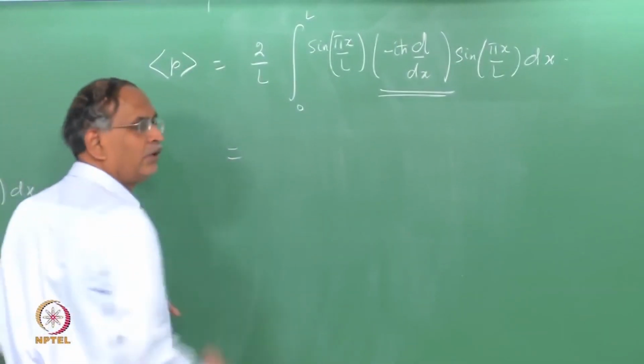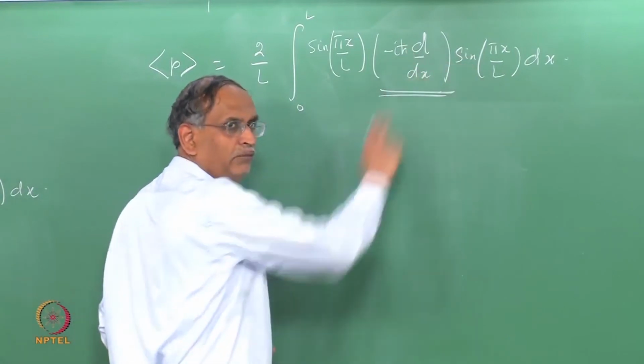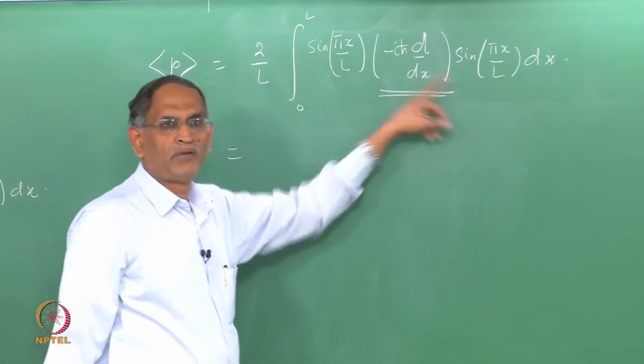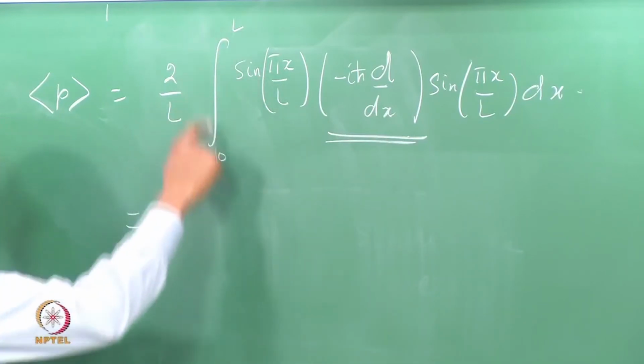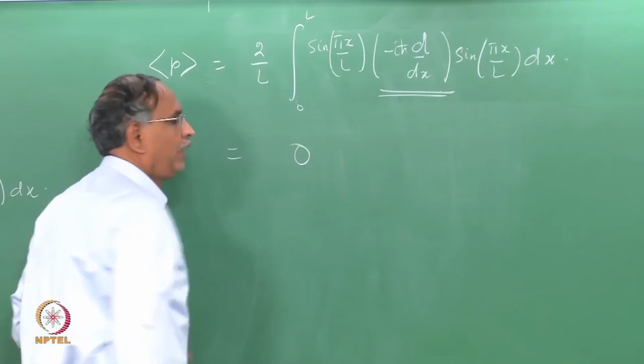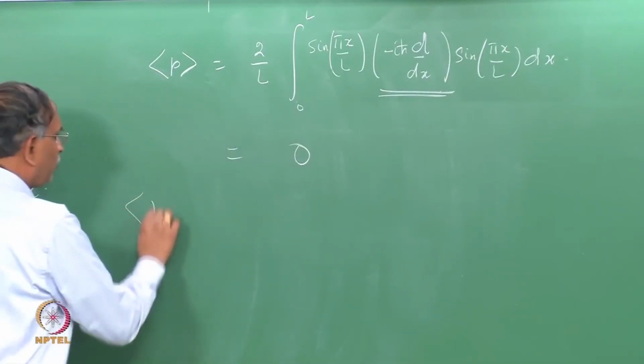What is this? It is very easy to see that the derivative will give you a cos, and a sine times cos will give you a sine 2 pi x by L, and that in this interval is actually 0. What about the average value p squared?